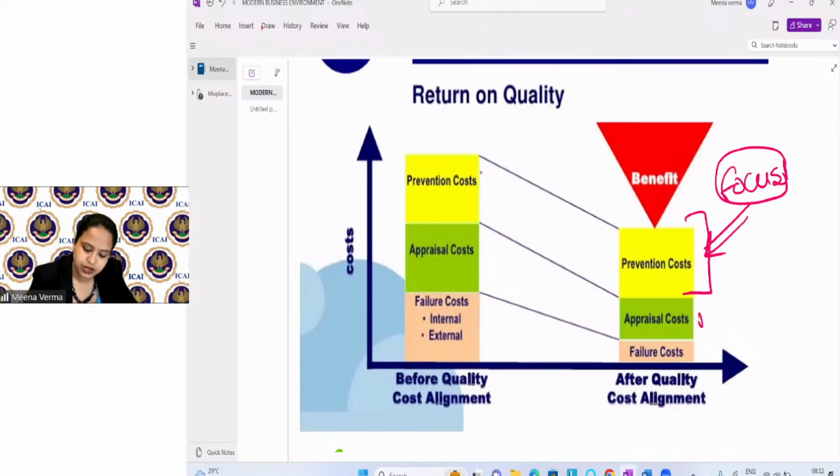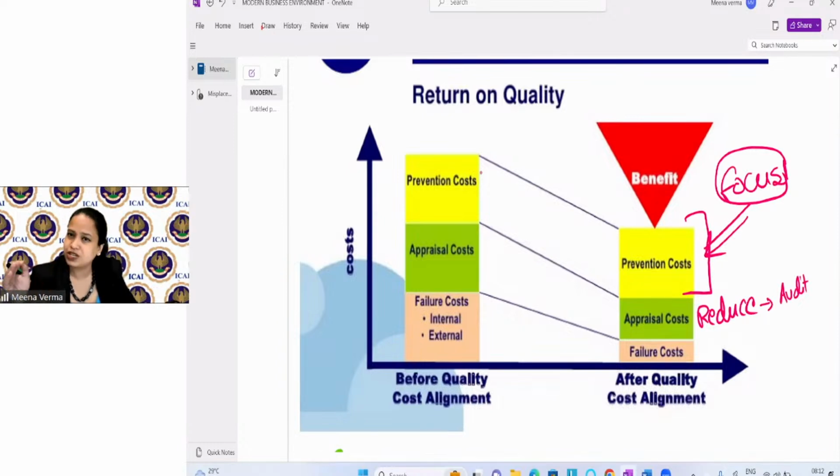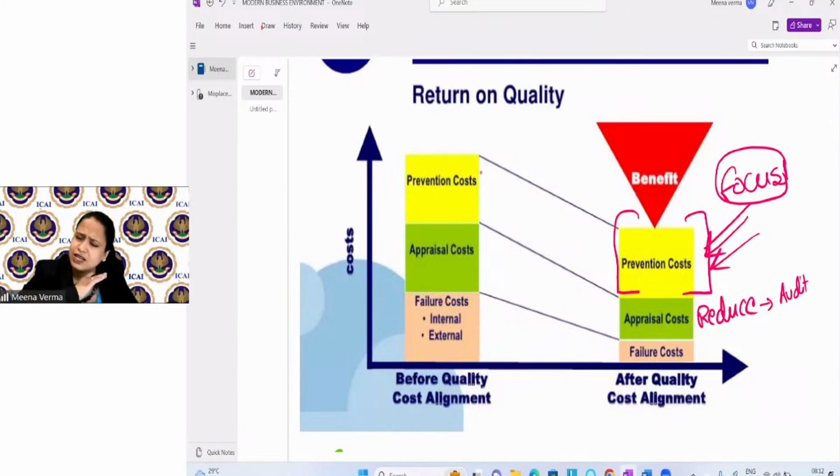It will reduce the appraisal cost. Why reducing? Because now you don't need audit, you don't need checking, because you know that the entire process is very good. The entire activity of the company is so good that you are not producing defective units at all. Prevention cost means to make your entire process perfect. When your entire process is perfect, you're not producing defective units.